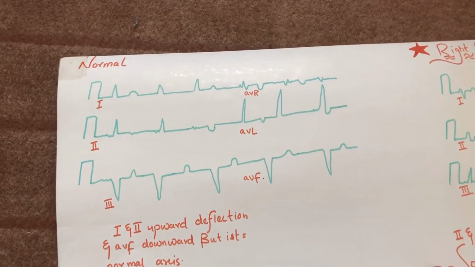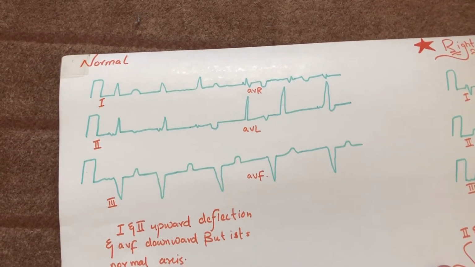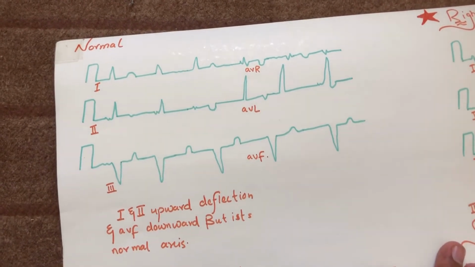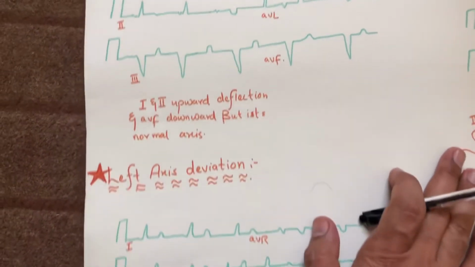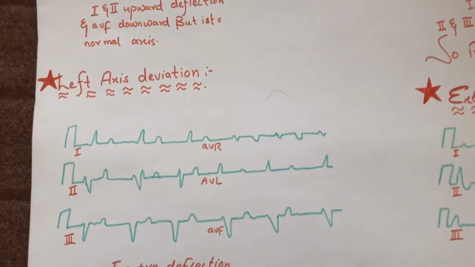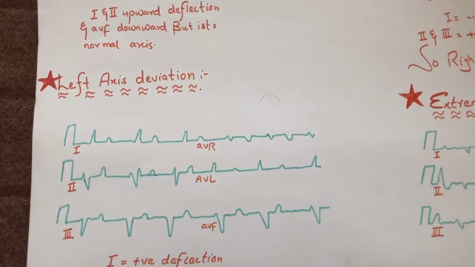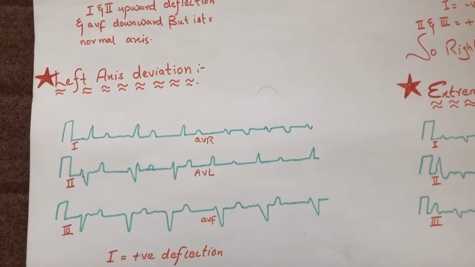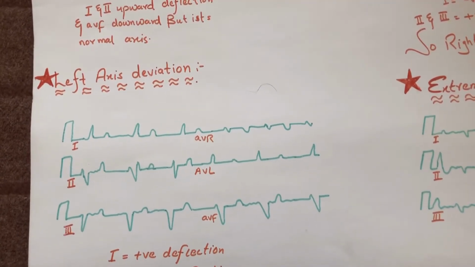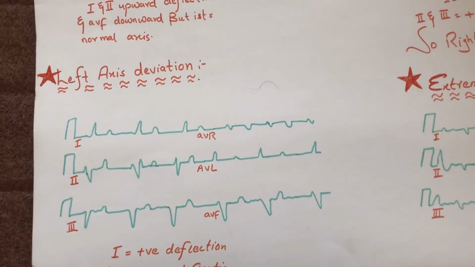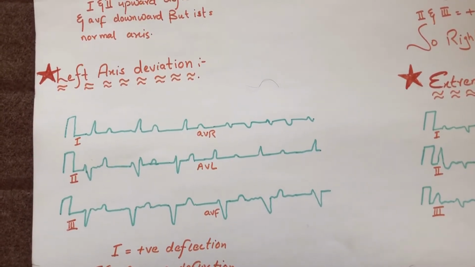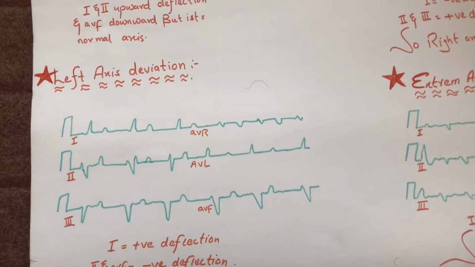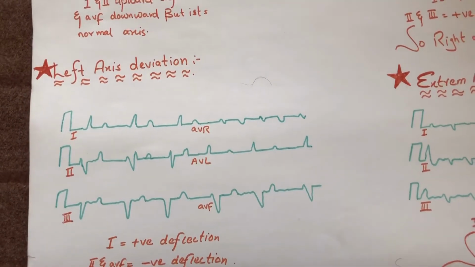So we studied two things: whenever the deflection of leads 1, 2 and AVF is upward, or if 1 and 2 are upward and AVF is downward, it's a normal axis. Now let's see left axis deviation. We studied that left axis deviation means your action potential is going more toward the left side of the heart. It means that lead 1 is going to be deflected upward and leads 2 and 3 are going to be deflected downward. It means that it's a left ventricular hypertrophy.